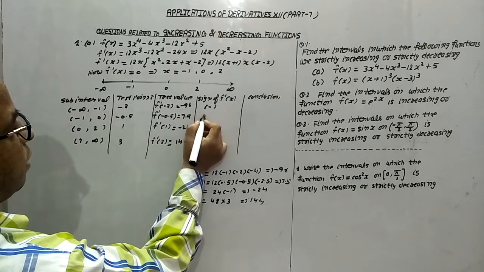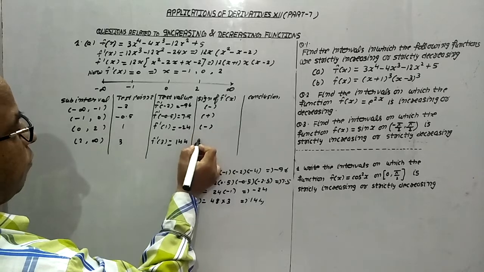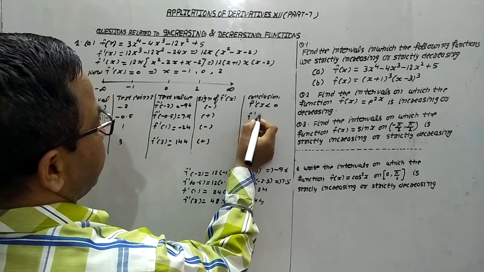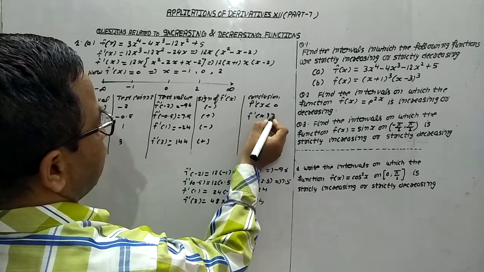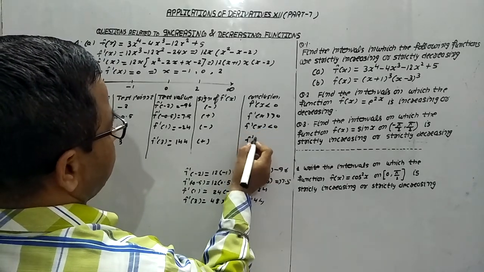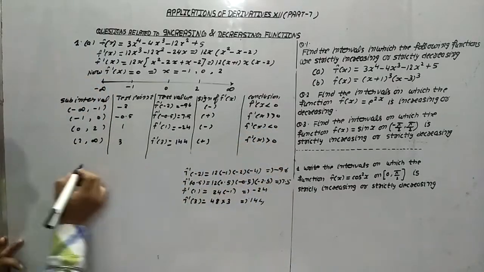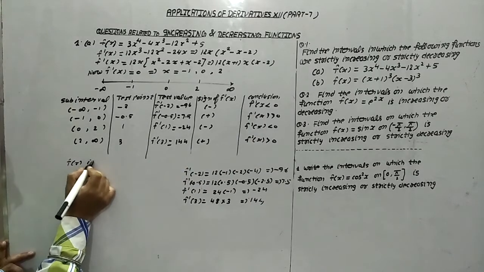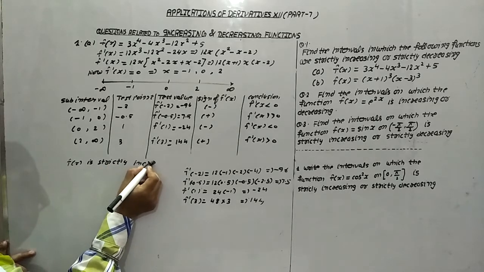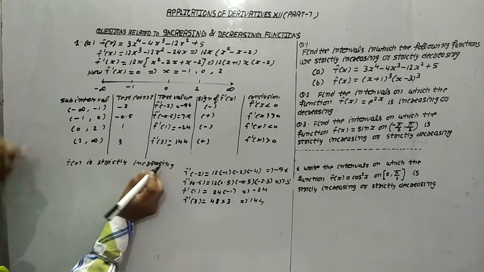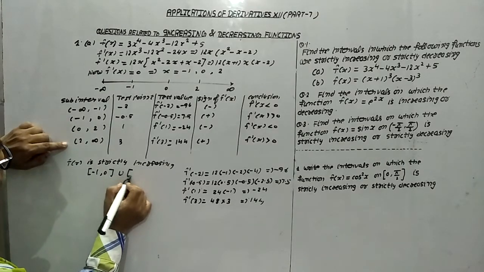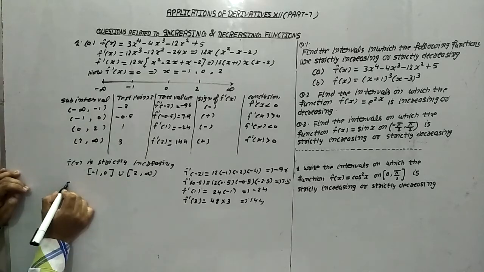What are we observing here? Minus, plus, minus, and plus. So this is f'(x) < 0, f'(x) > 0, f'(x) < 0, f'(x) > 0. It means we can say f(x) is strictly increasing on, in which parts is it strictly increasing? One is −1 to 0, union 2 to infinity. So this is the part of strictly increasing.